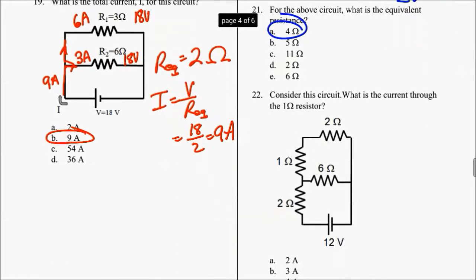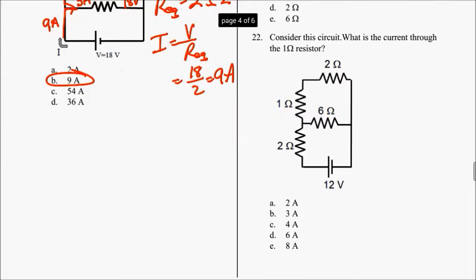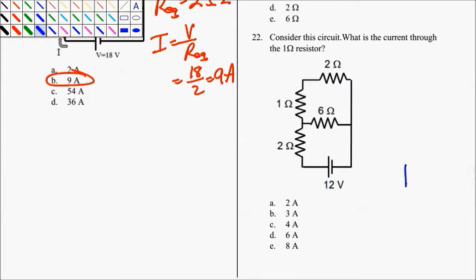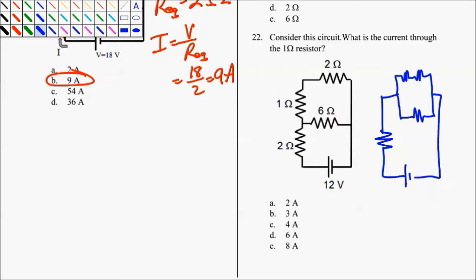Consider this circuit. What is the current through the 1 ohm resistor? Let's just first redraw this thing. It looks like this. I have my 2 ohm here, a 1 ohm, a 2 ohm, and a 6 ohm. What I want to know is the current through that 1 ohm resistor.